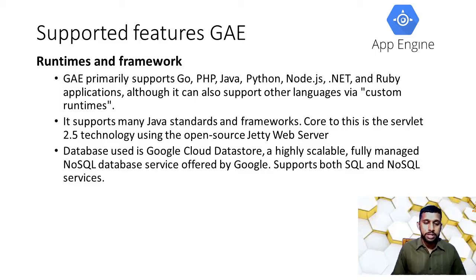The first one is runtime and framework. Google App Engine supports most of the important programming languages such as Go, PHP, Java, Python, Node.js, .NET, and Ruby. Additional languages can be integrated by using custom runtimes. It supports many Java standard frameworks. The core is the Servlet 2.5 technology by using Jetty web server.